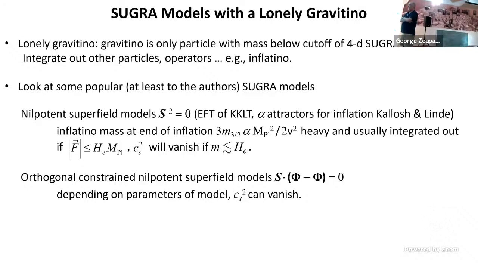And this particular model is the effective field theory of KKLT with alpha attractors for inflation. The inflatino mass at the end of inflation is 3m_3/2. The alpha m_Planck squared over 2v squared term is heavy and usually integrated out. And if you integrate out the other fields, you would find again that the sound speed will vanish if the mass is smaller than the expansion rate.